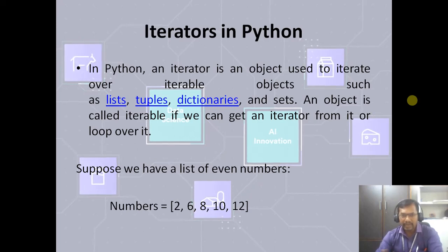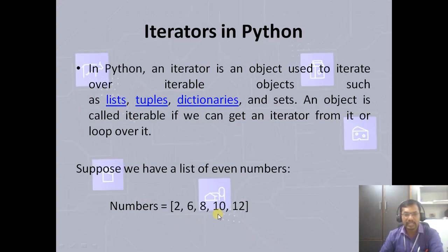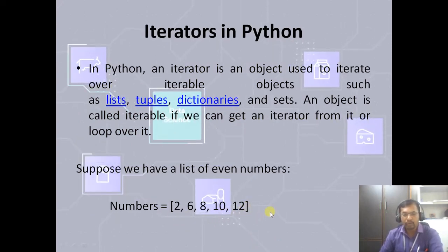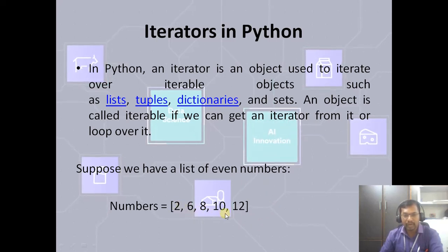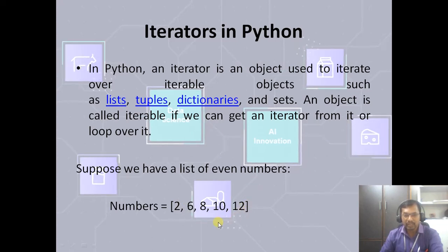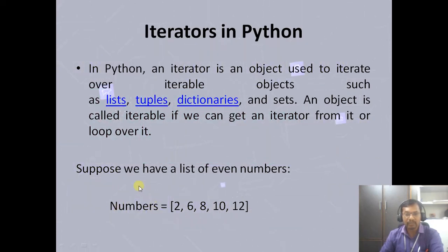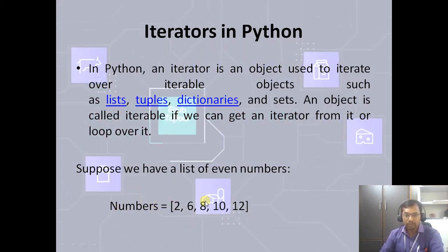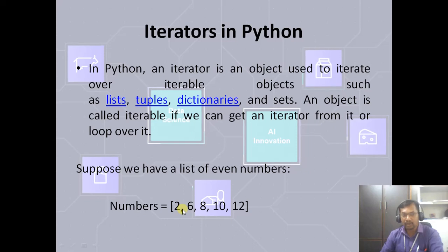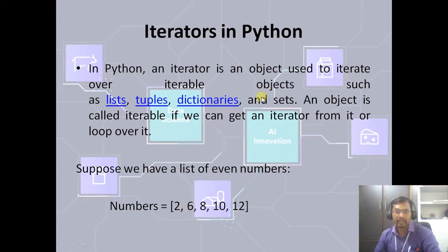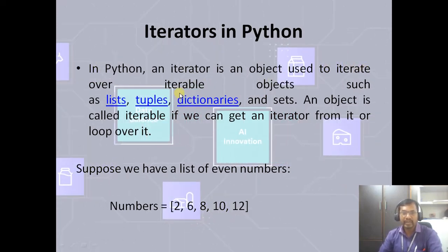So what is meant by an iterable object? For example, consider a list of elements 2, 6, 8, 10 and 12. If you want to print these elements on the console, we need to iterate a loop starting from 2 and ending with 12. So here we are iterating through the elements of the list. A list is one example of an iterable object. To iterate over this iterable object, we require an object called an iterator. So finally, an iterator is an object used to iterate over iterable objects.